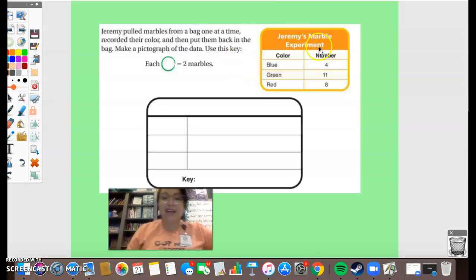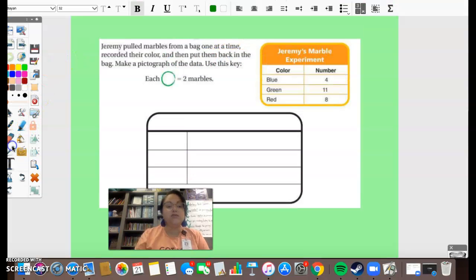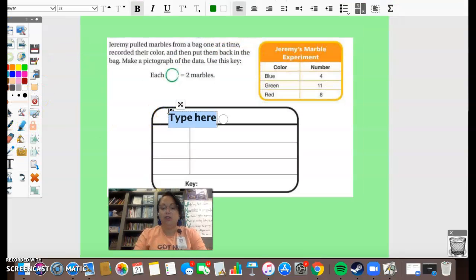All right, Jenny pulled marbles from a bag one at a time, recorded their color, and put them back in the bag. It's kind of like what we did with our frequency table the other day that you did at home on the Google slide. So they've got the marble experiment data here in the frequency table, and they have given us a key. It says right here, use this key. So first things first, we're going to put a title.